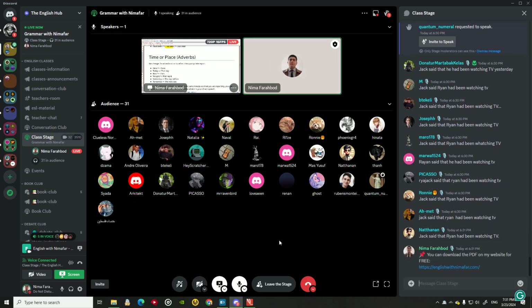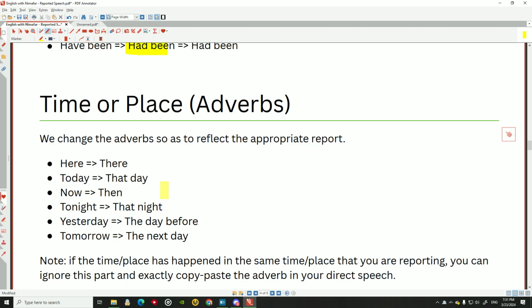So I was saying time or place or adverbs in general. We change the adverb so as to, which means in order to, reflect the appropriate report. Here we change it to there. Today we change it to that day. Tonight, that night, or now, then. Right now, right then. We don't make it left. Don't make this mistake. Right now, right then. Not left then. No. Right then. Because I had a student, he said left then. I was like, why? So don't do it. Right then. Yesterday, the day before, tomorrow, the next day.